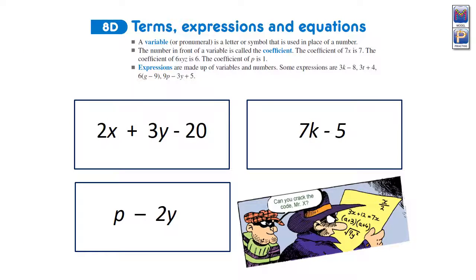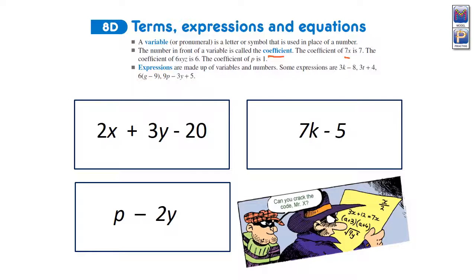All right, so a variable we spoke about last time, or a pronumeral, is a letter or a symbol, usually a letter, that's used in place of some sort of number. We don't know what the number is. We don't need to know what the number is just yet, but it's one that we use in place of that number. The number in front of a variable is referred to as the coefficient. So if we have 7x, 7 is the coefficient.